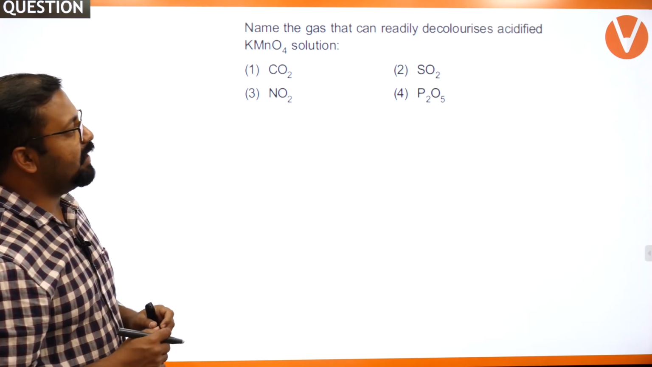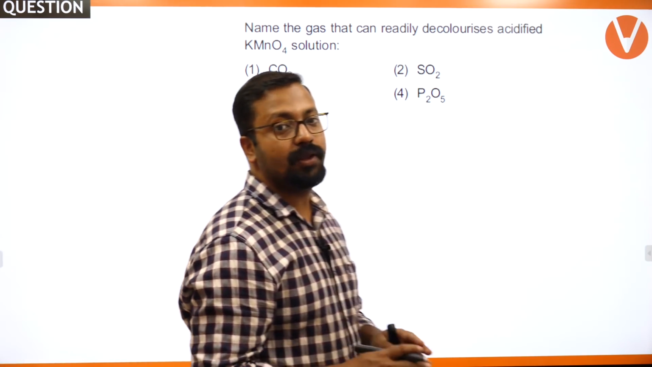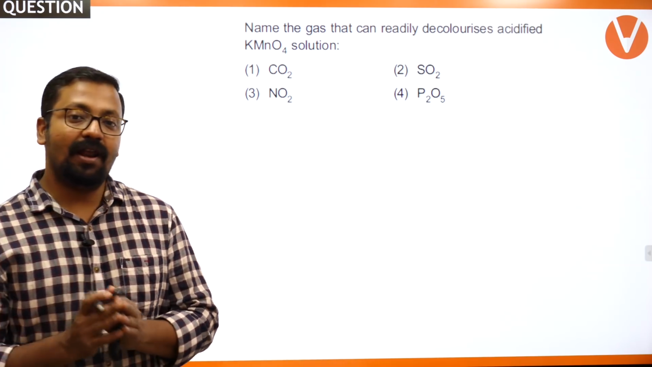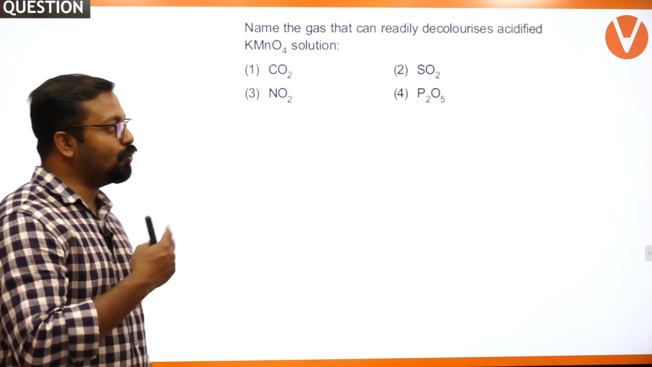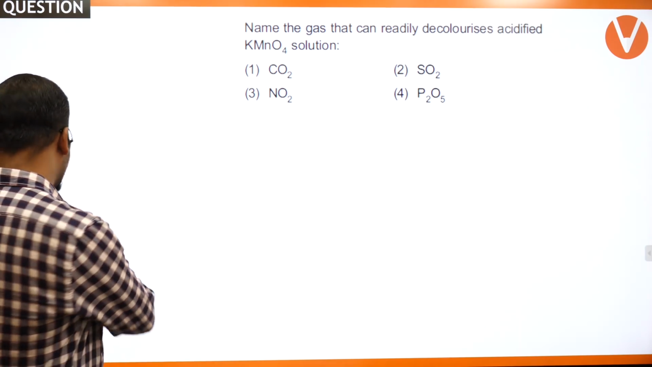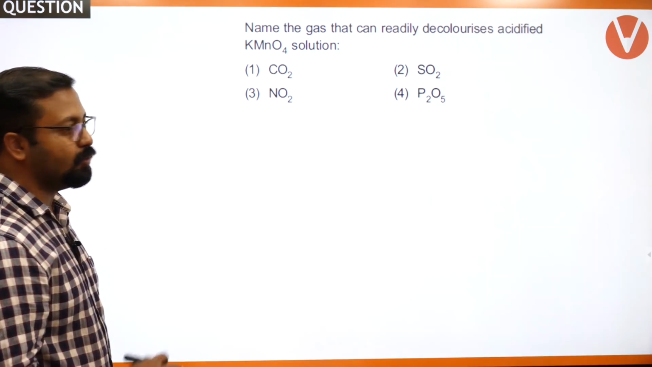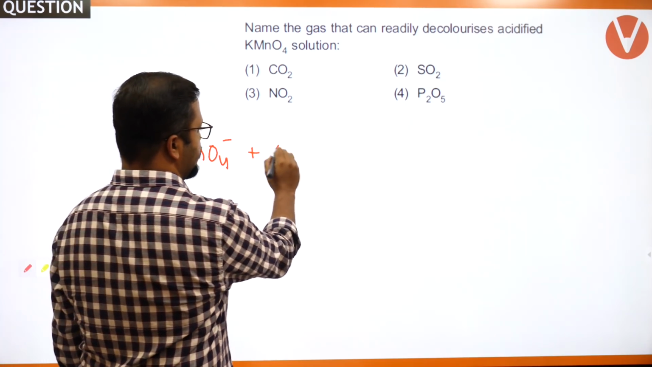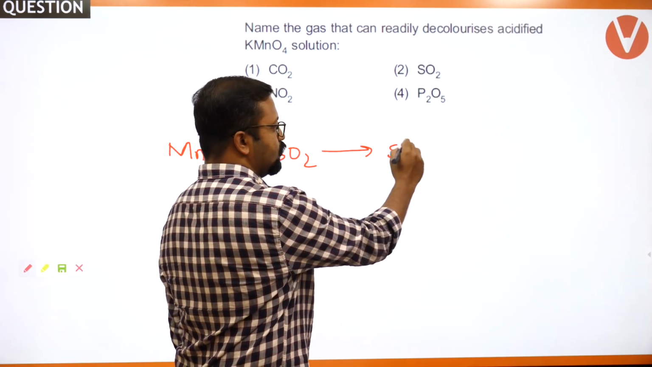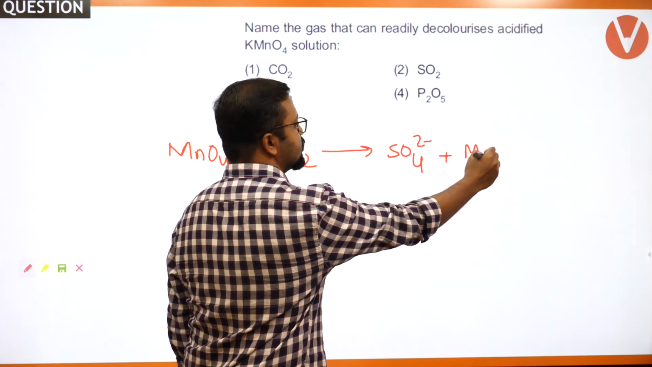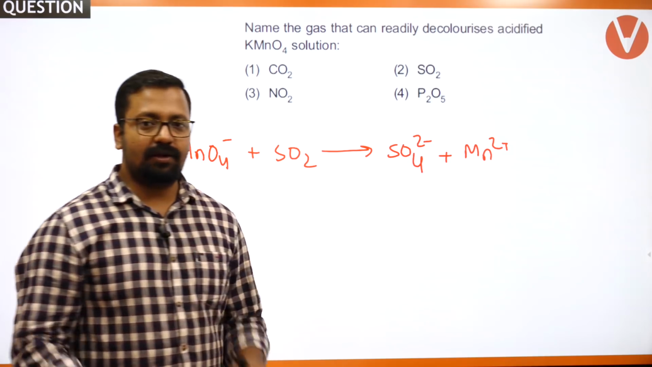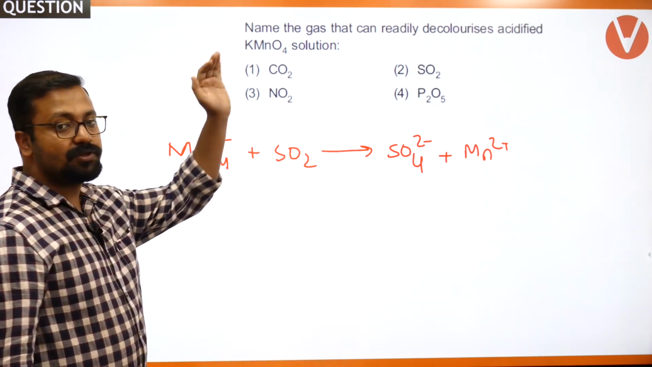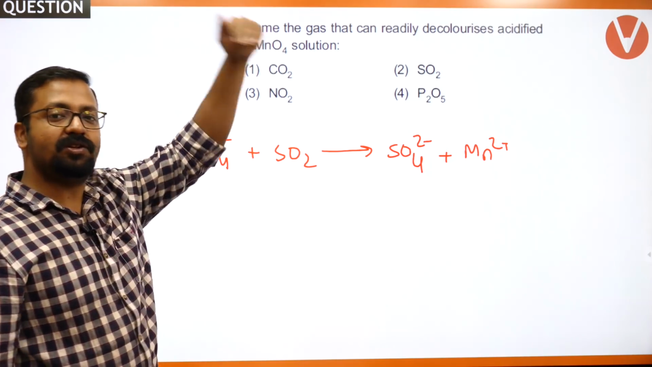Name the gas which can readily decolorize acidified KMnO4. The right answer to the question is sulfur dioxide. Because sulfur dioxide will undergo oxidation to SO4 2 minus and Mn will undergo reduction to Mn2 plus. The reaction goes like this: MnO4 minus plus SO2 changes to SO4 2 minus plus Mn2 plus. Again, this is based on observation. If you remember this, you can solve this. But if you don't remember this, don't panic, don't worry. You can just shift to the next question.